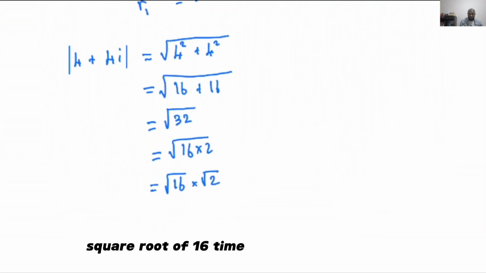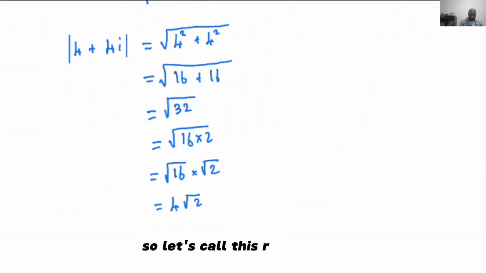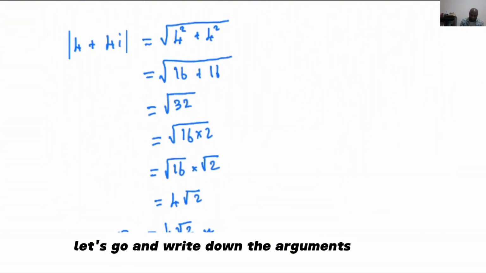Square root of 16 times square root of 16 is 4. So this is 4 root 2. Let's call this R2. So we say R2 is equal to 4 root 2. Now that we have written the moduli of the two complex numbers, let's go and write down the arguments.